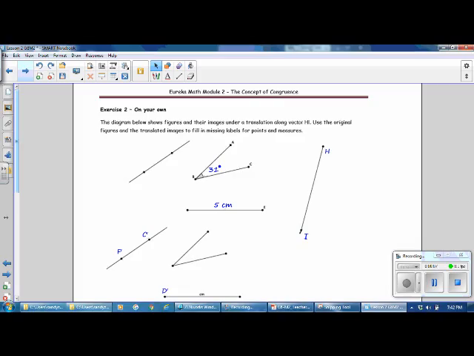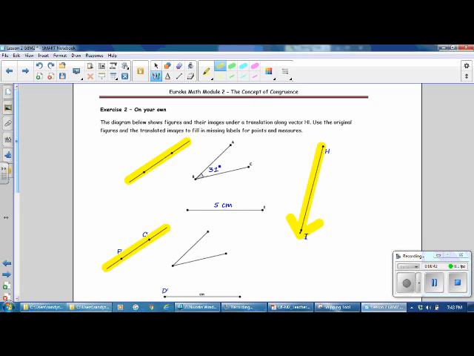Exercise 2 on your own. The diagram below shows figures and their images under a translation vector HI. Use the original figures and the translated image to fill missing labels for points and measures. So our vector for translation was this vector here, and what that means is that all of the figures will have moved down and over to the left just a little bit. So this was our first figure, and then the image is here.